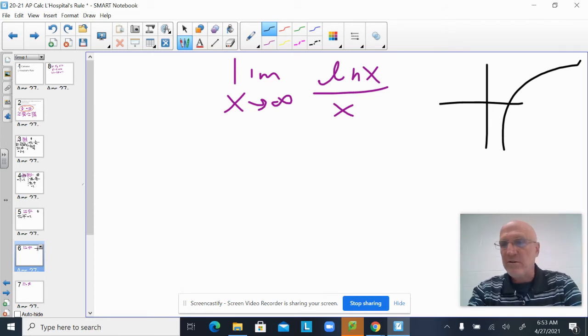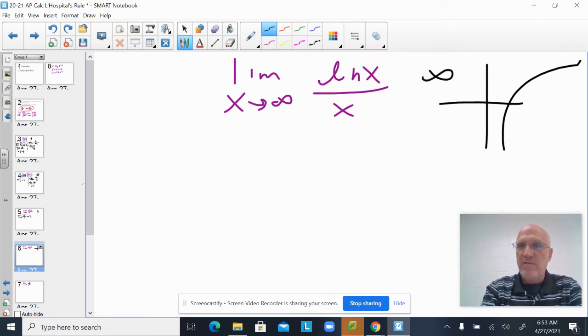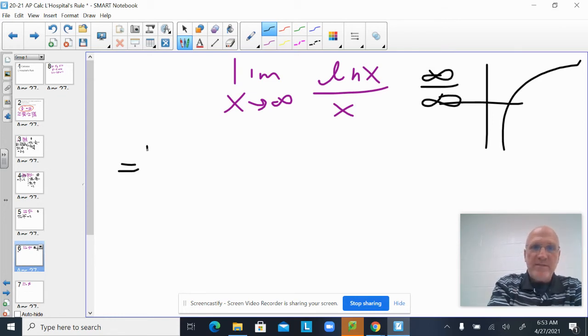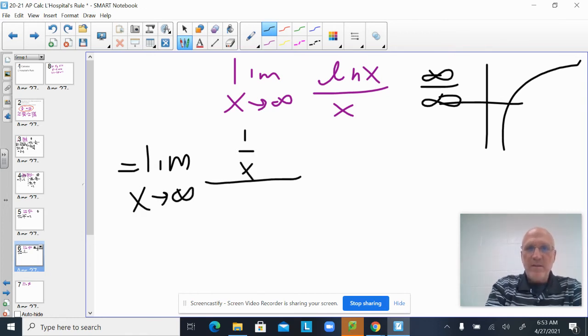And of course, the denominator is getting bigger. So this does turn out to be infinity over infinity. So let's use L'Hopital. This says the limit as x approaches infinity, the derivative of the natural log of x is 1 over x, and the derivative of the bottom is just 1.